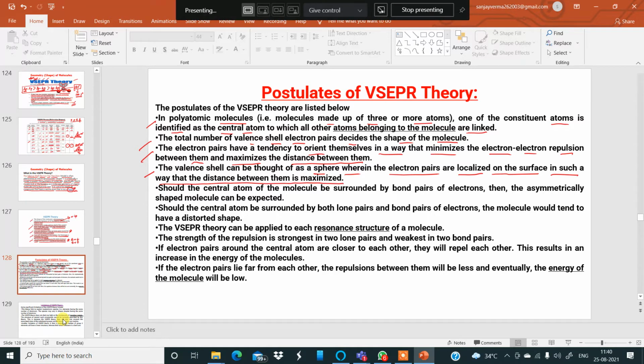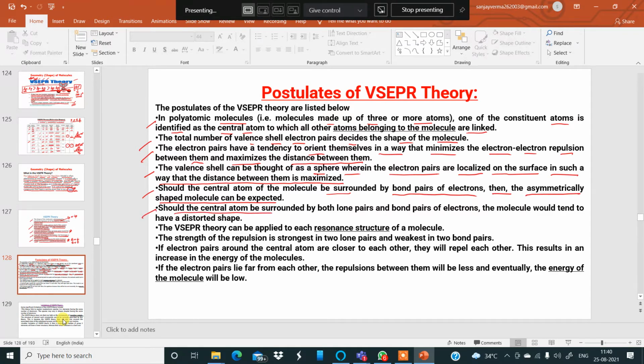So we must remember the valence shell, it is a sphere where the electrons are present and they are positioned in such a manner on the surface of the electron sphere that the distance between one electron pair and another electron pair on the central atom is maximized. Next point, should the central atom of the molecule be surrounded by bond pairs of electrons, then an asymmetrically shaped molecule can be expected. That means a molecule which is not symmetrical, you can expect.